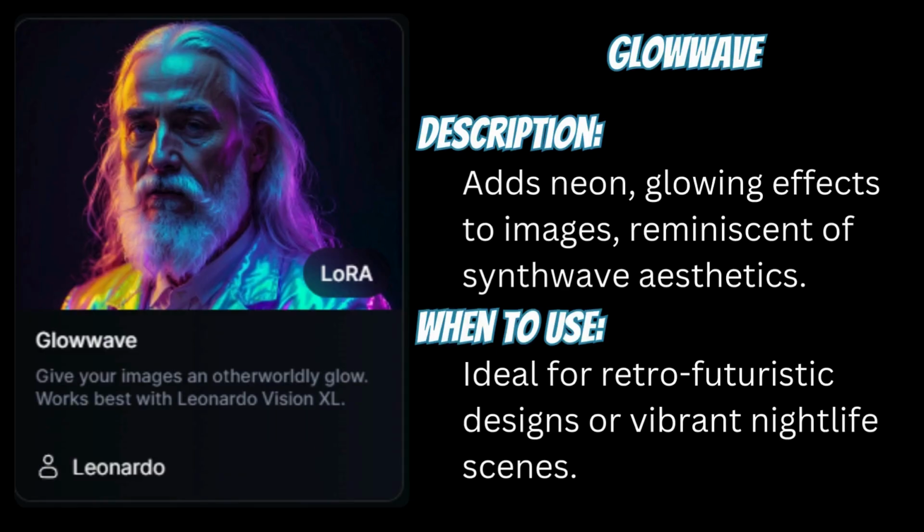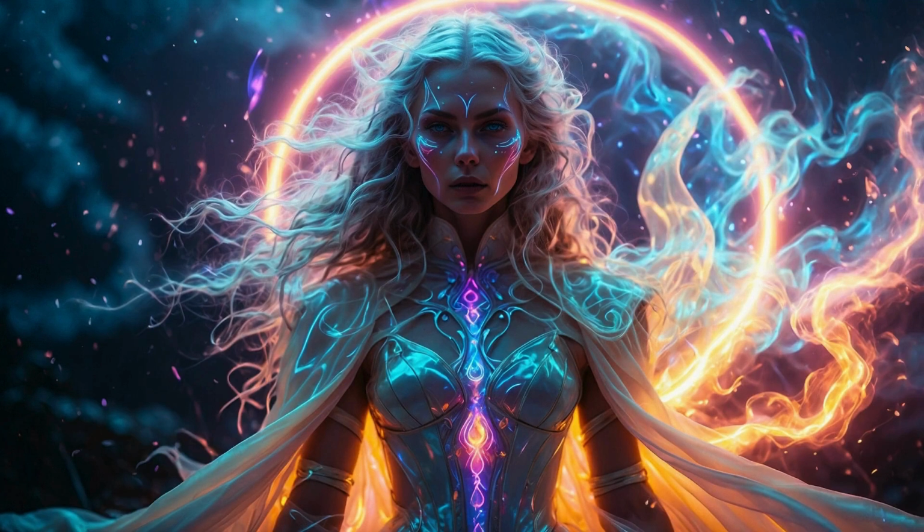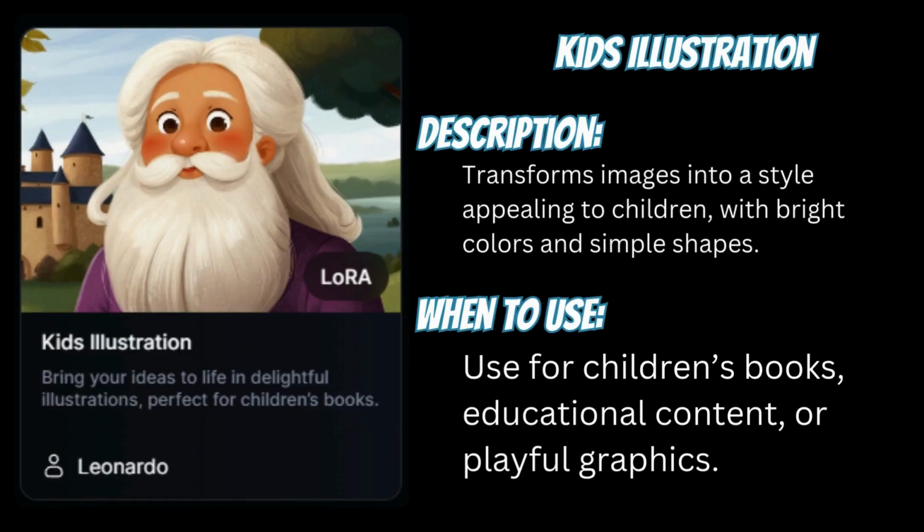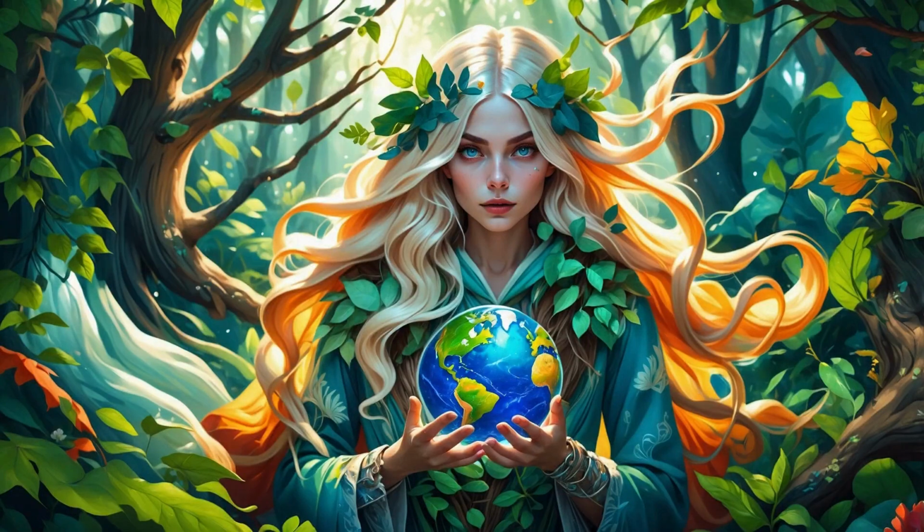Glowwave adds neon glowing effects. Imagine Aeria with glowing neon trail of wind swirling behind her. Perfect for retro futuristic designs. Kids Illustration transforms images into a child-friendly style with bright colors and simple shapes. Picture Terra in a magical forest, illustrated in a style that's perfect for children's books.